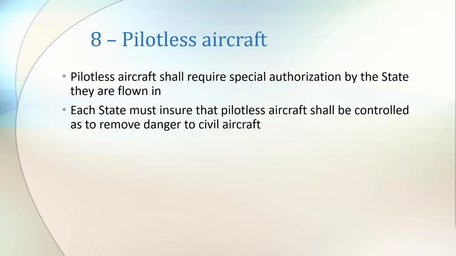Article 8 looks at pilotless aircraft. It is worth noting that when this was written, it was referring to large unmanned aerial vehicles, and does not refer to private or commercial drones, as there is not currently an ICAO requirement to register these. Pilotless aircraft shall require special authorization by the state they are flown in, and each state must ensure that pilotless aircraft shall be controlled as to remove danger to civil aircraft.